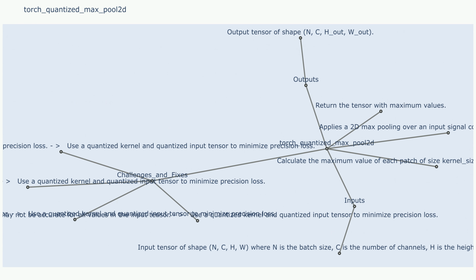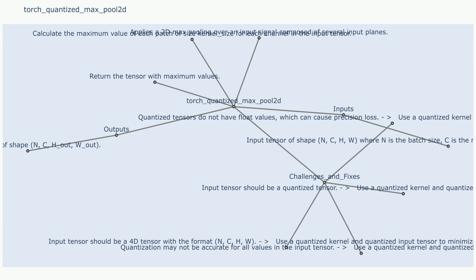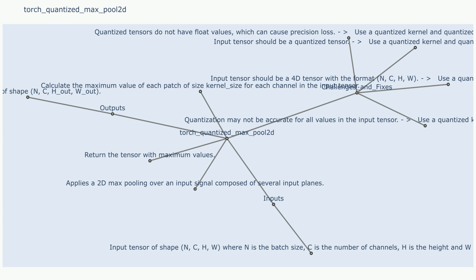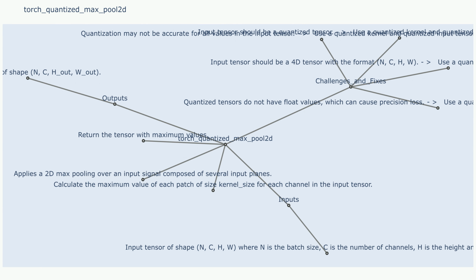Defaults to 1. Ceil mode: if true, the output size is calculated with ceil instead of floor. This can lead to an output size that is slightly larger than expected. Defaults to false. Outputs. Output: the output tensor after max pooling. It has shape N, C, H_out, W_out, where H_out and W_out are the output height and width, respectively.